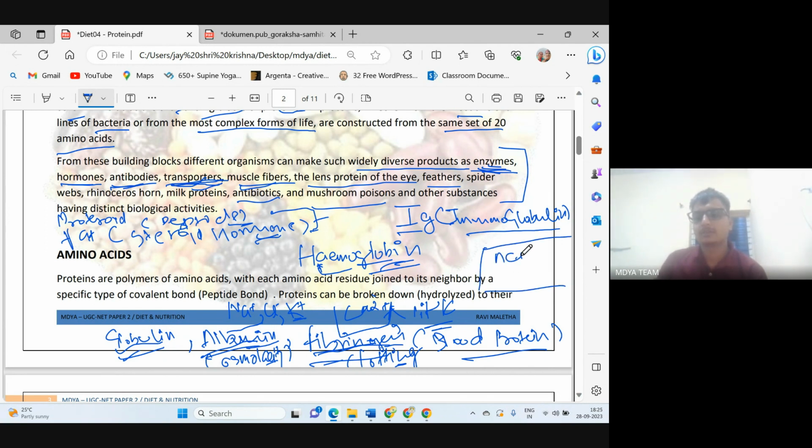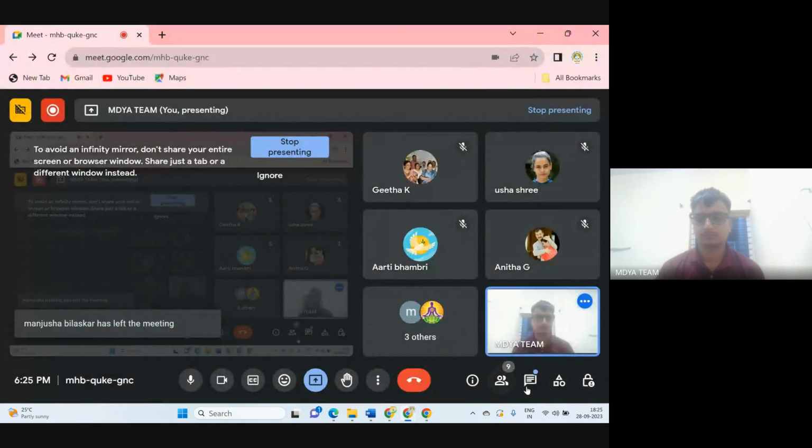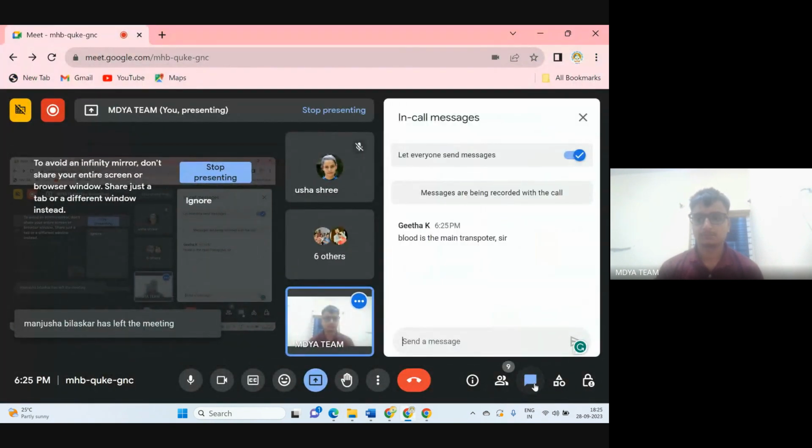Actin and myosin. These two proteins are involved in the muscle contraction mechanism. So in muscle fiber, two proteins are present, actin and myosin. Yeah, blood is the main transporter, right?